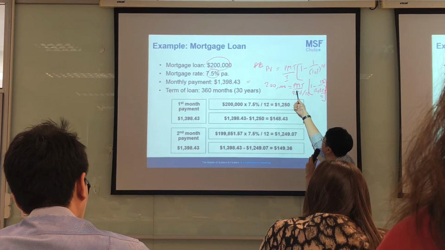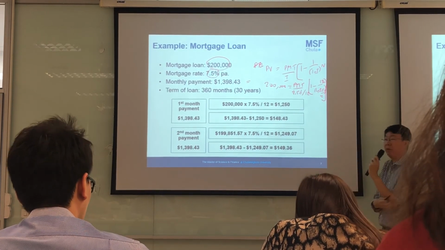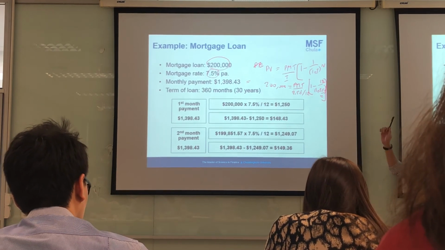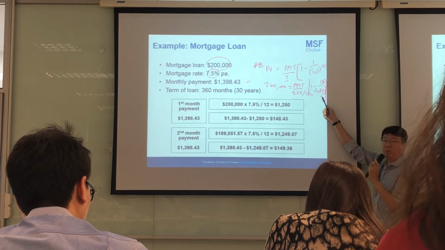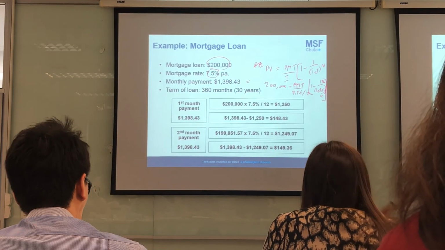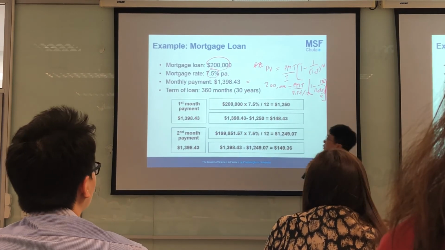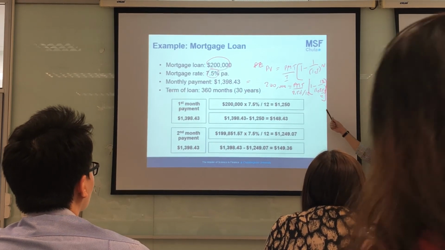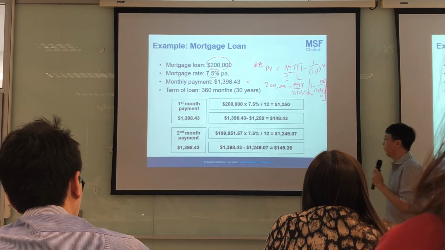PV equals PMT over I per month. Okay, 7.5% per year divided by 12 to get the interest rate per month. Multiply by 1 minus 1 over 1 plus I, 7.5% over 12. Take the power of 360 because you pay every month. You have n equal to 360. You should get PMT equal to this number, 1398.43.